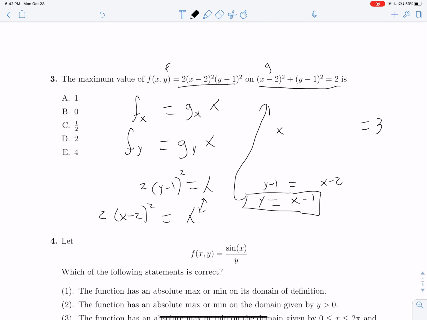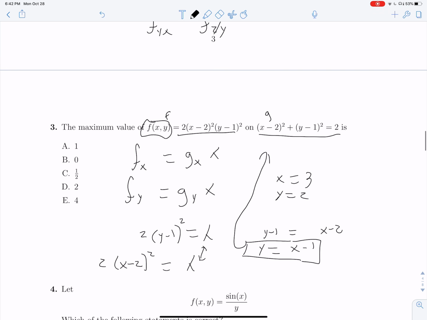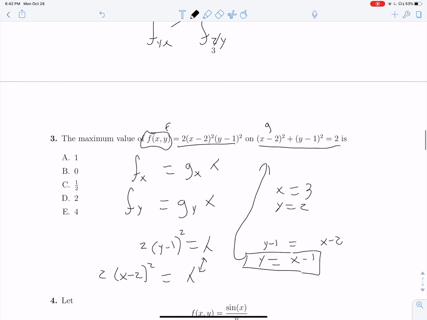And since we know that y is x minus 1, we know that y is equal to 2. So going back up here, we can now, sorry, that's hard to read. Now that we have these two, we can go plug back into our f of xy and get a real answer out of this thing. So 3 minus 2 squared, 2 minus 1 squared, that's just 2.